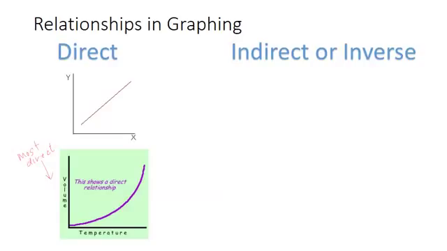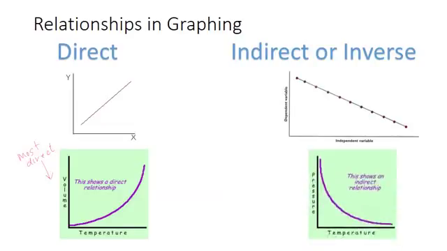And then indirect or inverse, as one goes up, the other goes down. So as you can see, as we go across, the x-axis is getting bigger, but the y value is going down. And here would be shown as a more inverse or indirect relationship. As one goes up, the other goes down way, way more. So hopefully that helps with relationships.